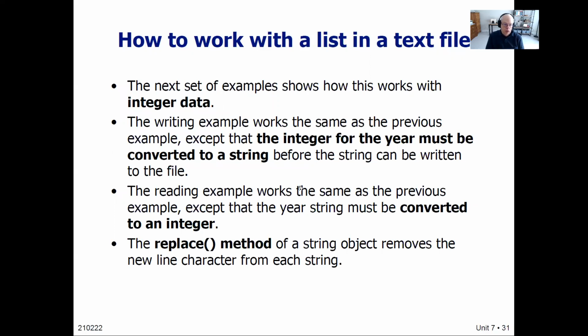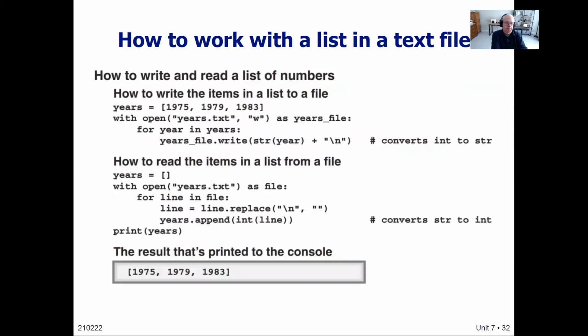All right, so now we're going to deal with data type a little bit. Next set of examples shows us how to work with integer data. And we've got to convert that integer data to a string. In this case, it's going to be a year for those movies. And when we read the data, we got to convert it back to an integer. And when we write the data, we're going to have to convert it to a string. Okay. We're going to use the replace method to do this, which is going to make this easier to understand, I think.